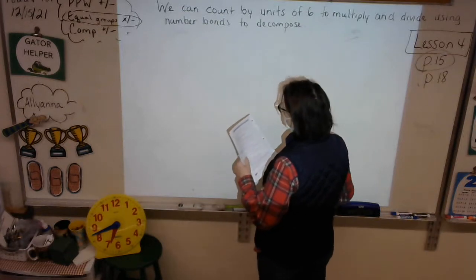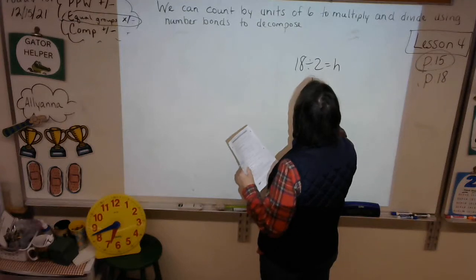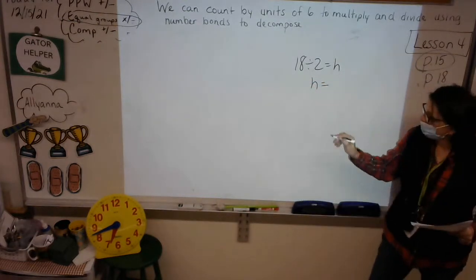Oops. Oh, I forgot the division one. Related division. 18 divided by 2 equals H. What does H equal, class? H equals 9.